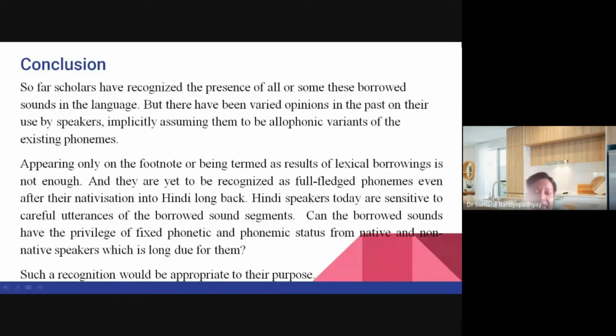So far, scholars have recognized the presence of all or some of these borrowed sounds in the language, but there have been varied opinions in the past on their use by the speakers, implicitly assuming them to be allophonic variants of the existing phonemes, appearing only in footnotes or being termed results of lexical borrowings. That is not enough. They are yet to be recognized as full-fledged phonemes even after their nativization into Hindi long back. Hindi speakers today are sensitive to careful utterances of borrowed sound segments.